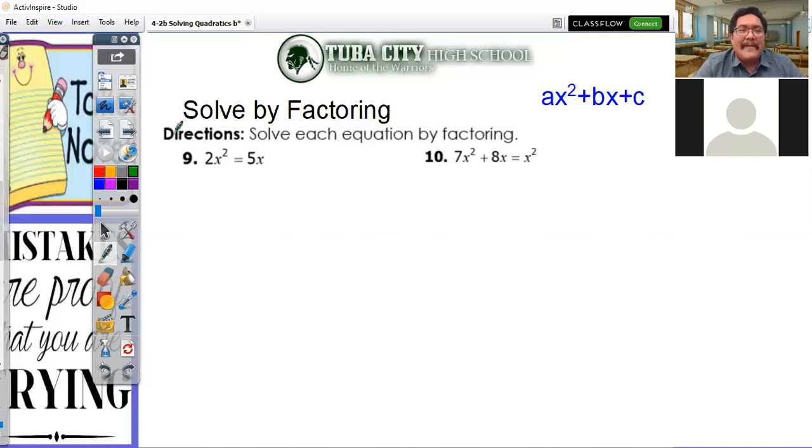So one of the first things you should do is set it equal to 0, which this is not set to 0, right? We have 2x squared equals 5x. So this is not equal to 0. That's the first thing we got to do. To set it equal to 0, I'm going to have to move everything to one side. Now, we also have to make sure that we keep the number with x squared positive, right? X squared has to stay positive. So 2x squared minus 5x equals 0.